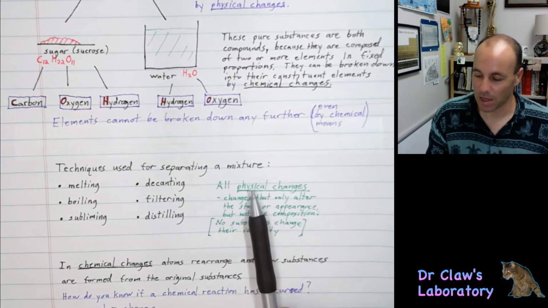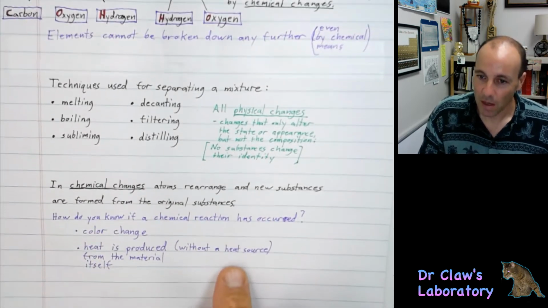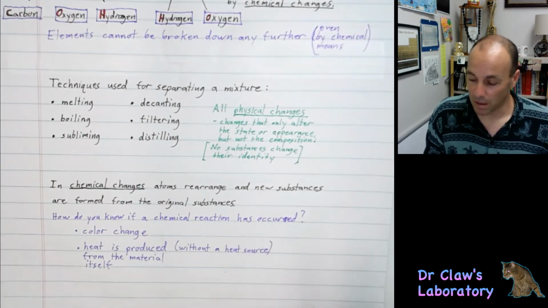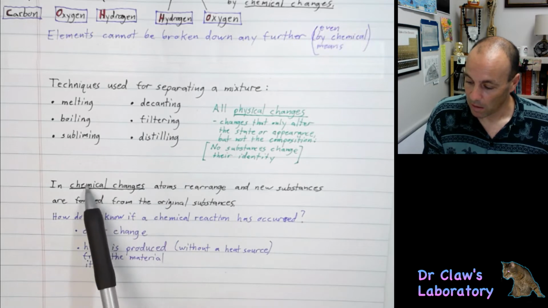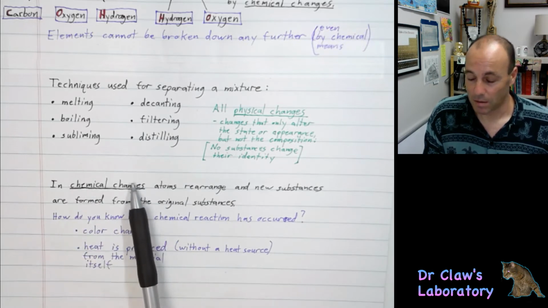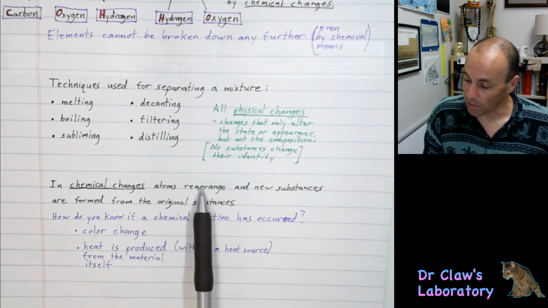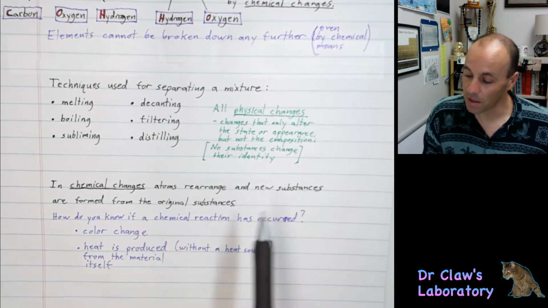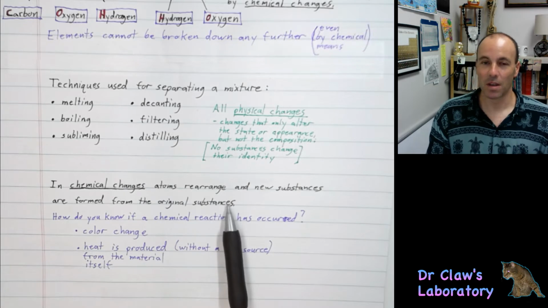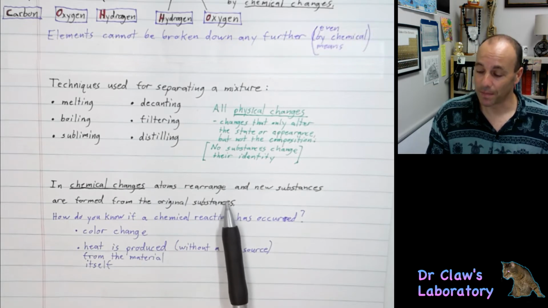That's a physical change. In chemical changes, on the other hand, these are also called chemical reactions. In chemical changes, atoms rearrange and new substances are formed from the original substances. So substances do change their identity here. That's what a chemical change is. You make something new.